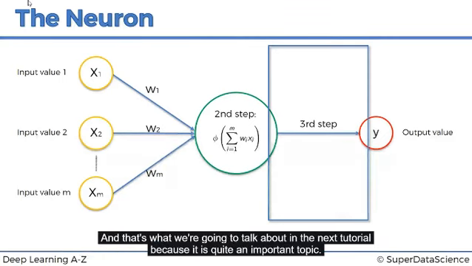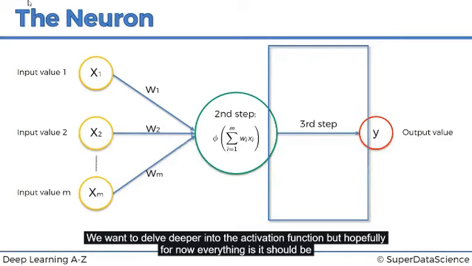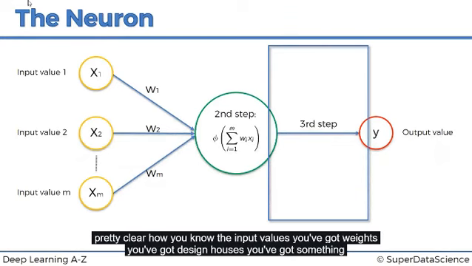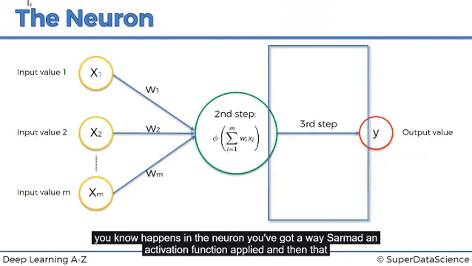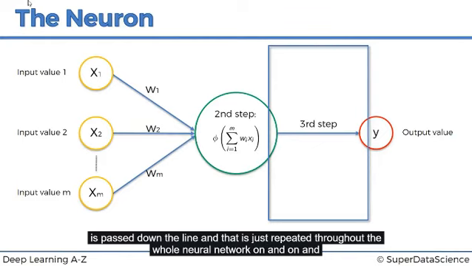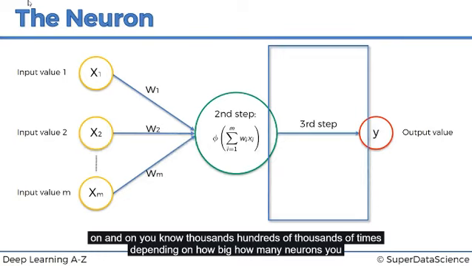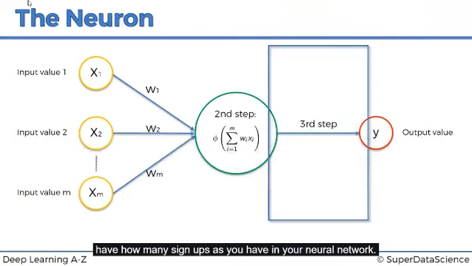That's what we're going to talk about in the next tutorial, because it is quite an important topic. We want to delve deeper into the activation function. But hopefully for now, everything should be pretty clear. You've got input values, you've got weights, you've got the synapses, something happens in the neuron, you've got the weighted sum, and then an activation function is applied, and then that is passed down the line, and that is just repeated throughout the whole neural network, on and on, hundreds of thousands of times, depending on how many neurons and synapses you have in your neural network.